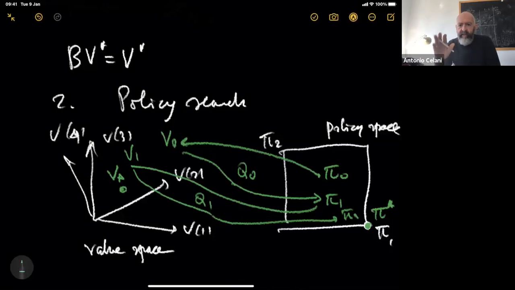Both these kinds of problems and architectures will be very important when we deal with model-free problems. That is, we will be able to use the same kind of ideas even if we don't know what the transition probabilities and rewards are. So that's why I'm insisting a lot on this. Okay? And I think that's a good point to stop. Any question?